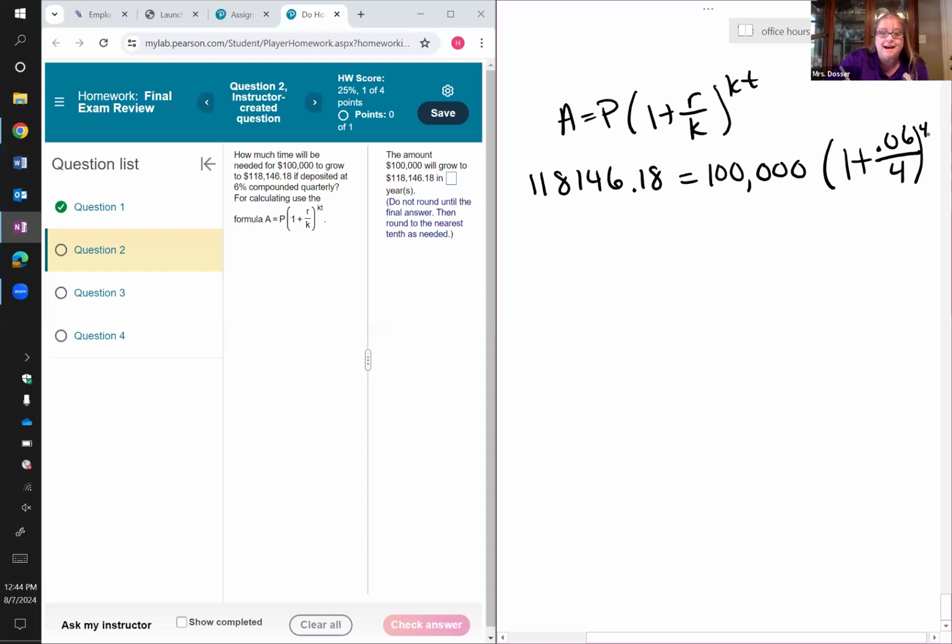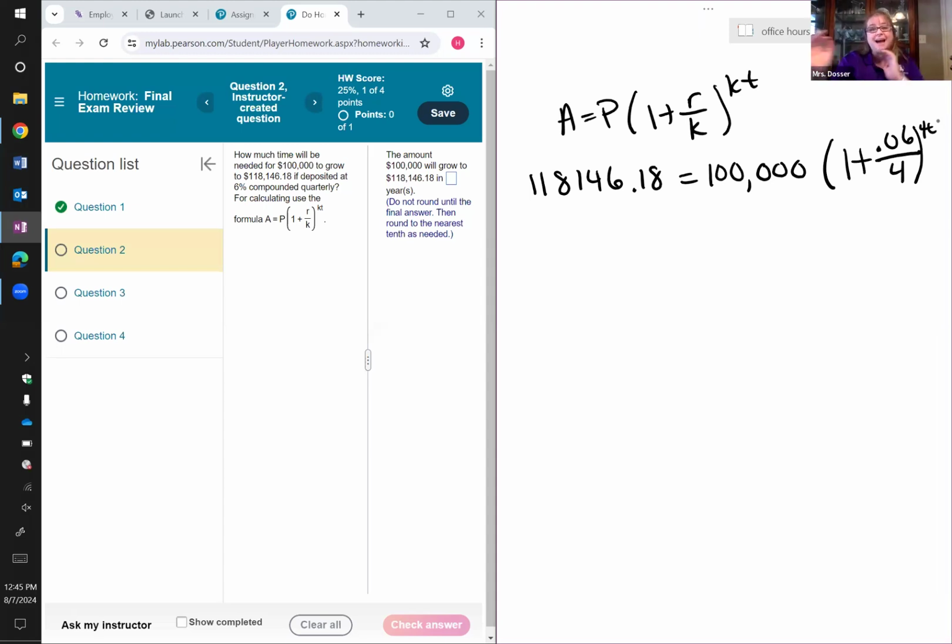And t is the time, and we're asked how much time, how long. So we're looking for t, and we're going to leave it as our variable t. Now notice that we have an exponential equation to solve because the variable is in the exponent. And so we need to isolate our exponential first.